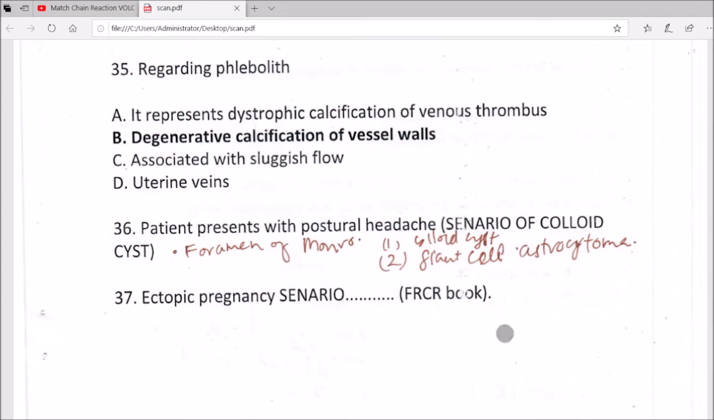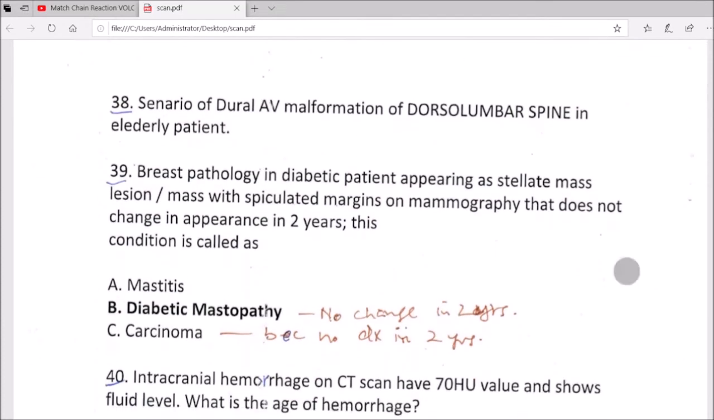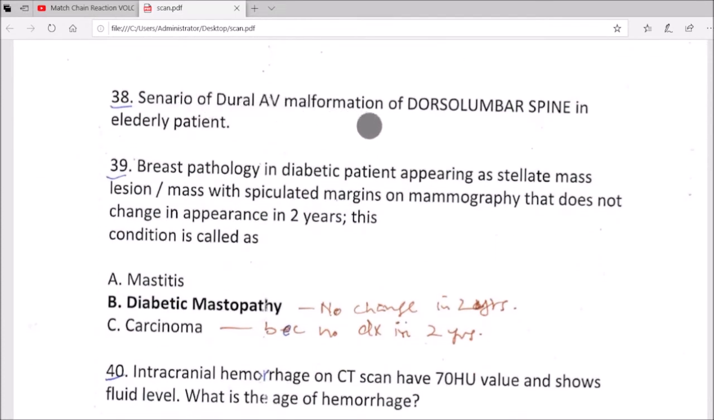37. Ectopic pregnancy scenario from the book. 38. Scenario of dural arteriovenous malformation of the thoracic spine in an elderly patient.